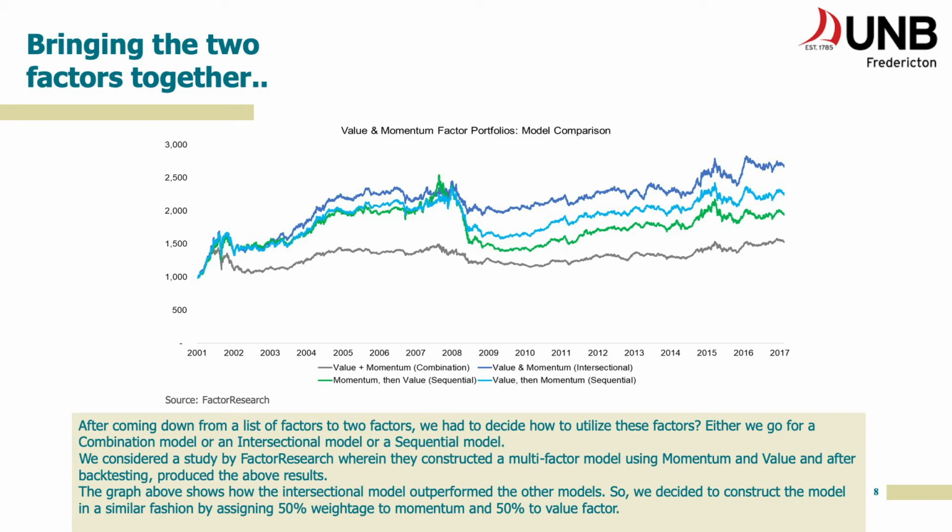As we can see from the chart, the intersectional approach outperformed. So we chose the intersectional approach, which is basically sorting the stocks on the two factors simultaneously. Now that we have the two factors and the approach, we will discuss the portfolio construction process.